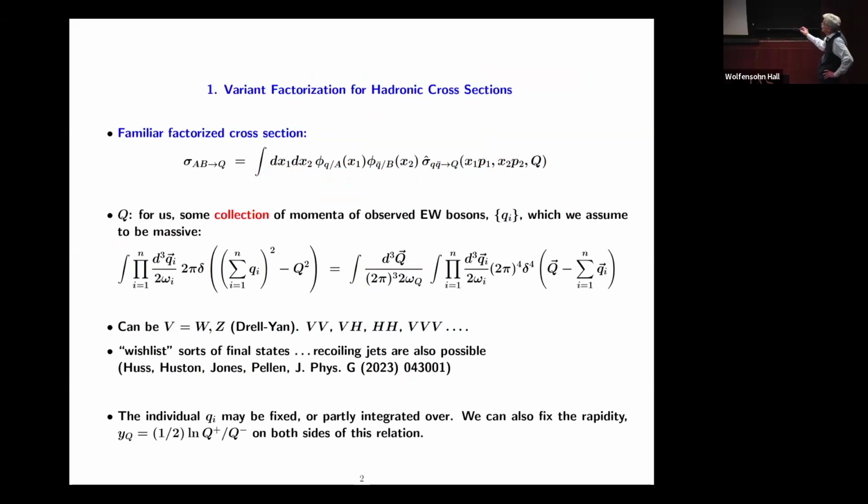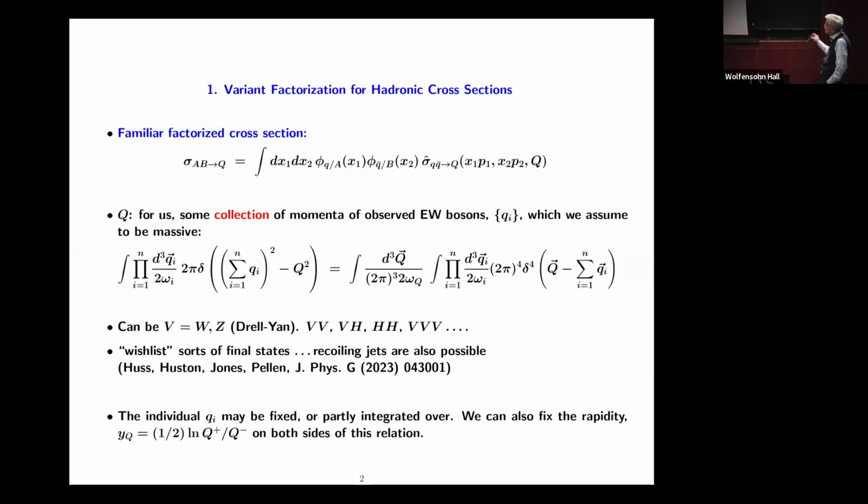The familiar factorized cross-section is in terms of parton distributions. Here, say, quark-antiquark annihilation. In this particular notation, summing over the quarks means summing over the antiquarks. And so where we produce some state that's denoted Q, it's a convolution of momentum fractions, and here we have Q.